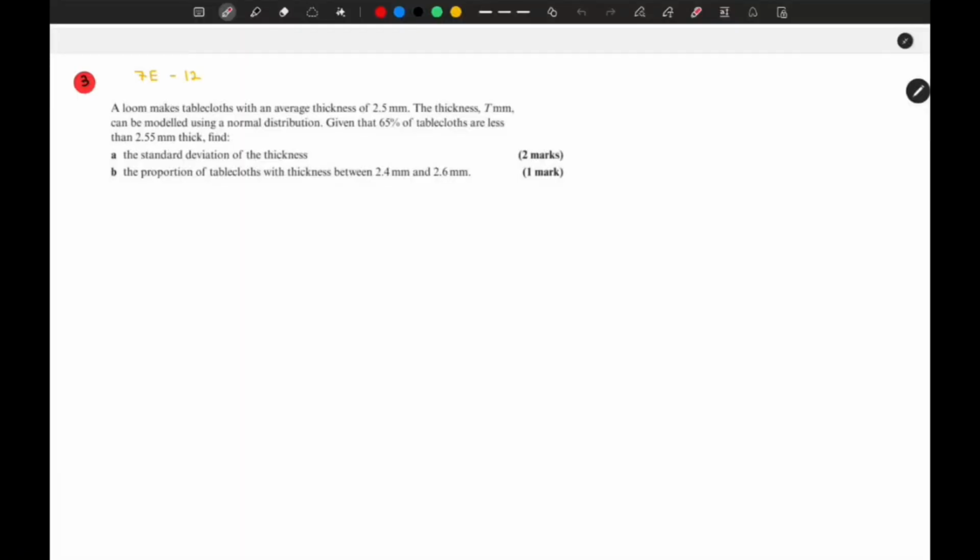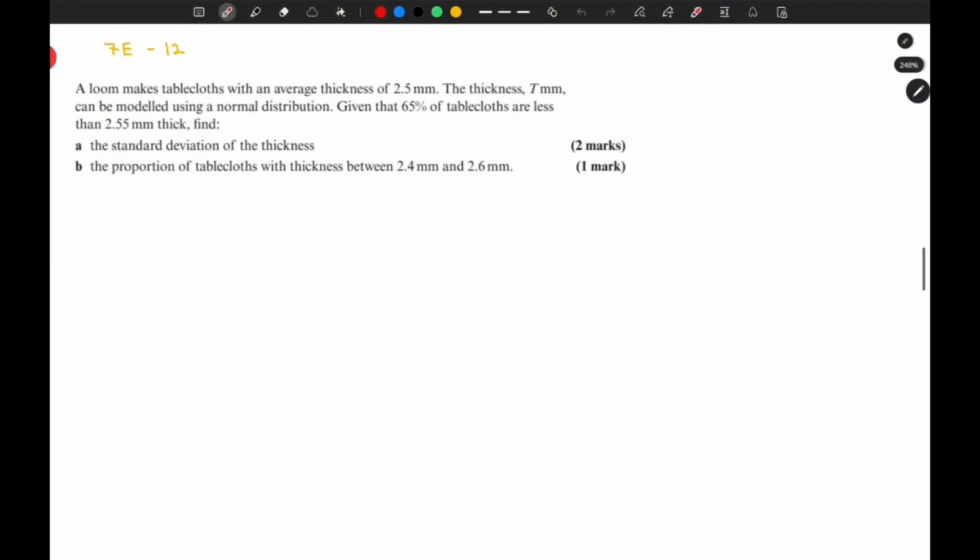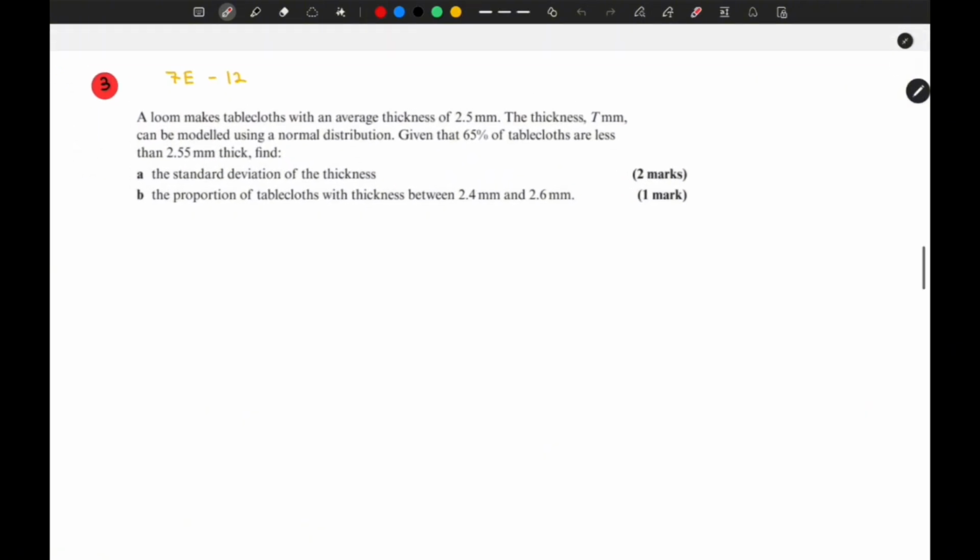Now we will be solving a couple of questions from the textbook in order to clear all of your problems regarding this normal distribution chapter. Starting off with the first question, this is from exercise 7E, number 12. Loom makes tablecloths with an average thickness of 2.5 millimeters. So the mean value is given as 2.5.